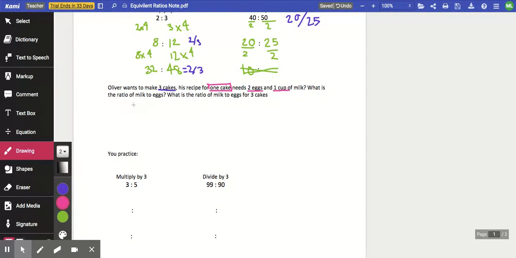So what is the ratio of milk to eggs? So we know our ratio is 1 cup of milk to 2 eggs. 1 to 2. And this is for 1 cake. We need to know how much he needs for 3 cakes.